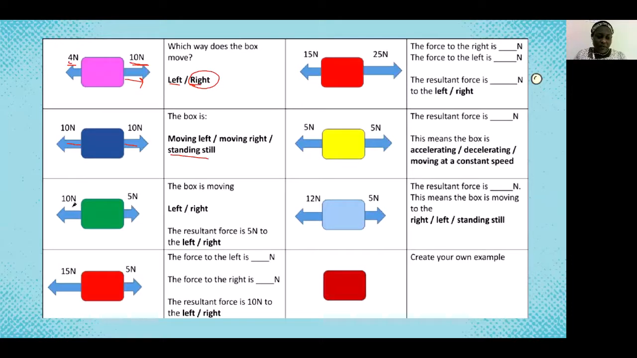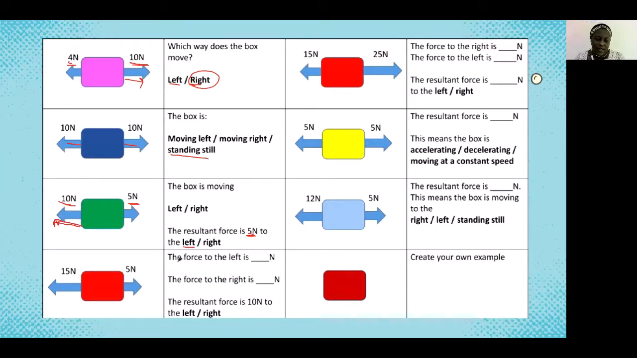Next, to the left is 10. To the right is 5. Is the box moving to the left or to the right? Obviously, it is going to move towards the left, where there is much force. So the resultant force is 5. How do we get 5? You take 10, you take away 5, and then you get 5. The resultant force is 5 Newton to the left. This box will move to the left.